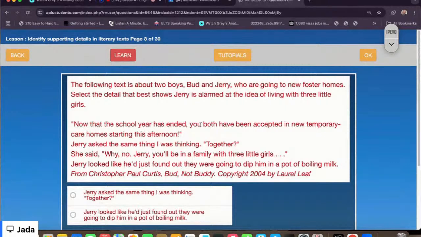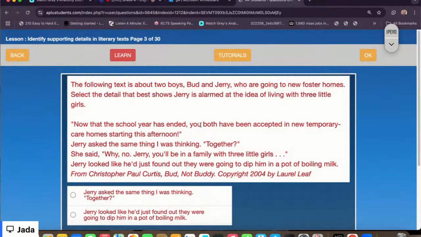Alright, now that the school year has ended, you both have been accepted in new temporary care homes starting this afternoon. Jerry asked the same thing I was thinking. Together, she said, why, Jerry, you'll be in a family with three little girls. So Jerry looked like he had just found out that they were going to dip him in a pot of boiling milk. So, what do you think here?